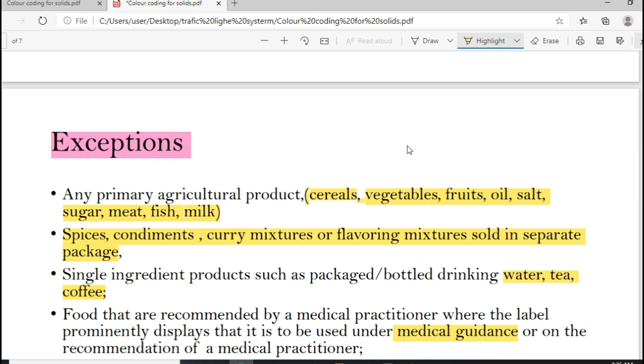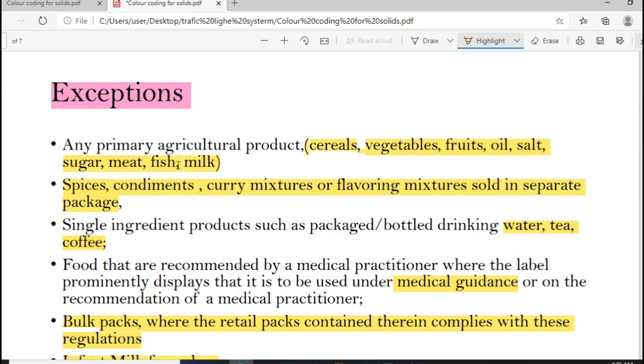If you are producing a primary agricultural product, we consider it a basic product, such as cereals, vegetables, fruits, oils, salt, sugar, fish and meat. You do not need to indicate this color system or traffic light system for primary agricultural products. No need to do that. This is an exception.